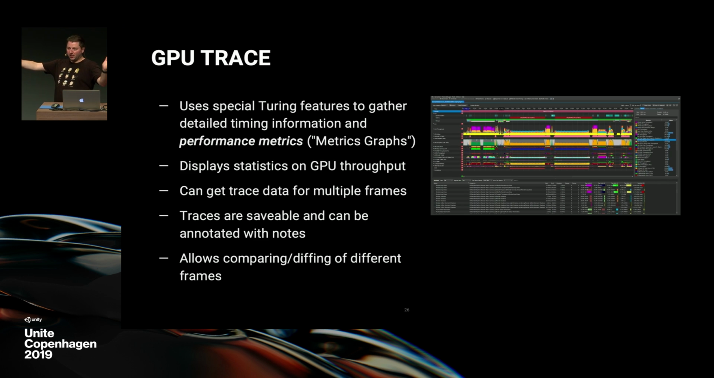So basically, we lay all that out into a graph that you can look at over the course of the frame, effectively the throughputs or the values of that. So you get statistics on GPU throughput. You can get trace data for multiple frames. Traces are savable, and you can annotate them. So this is pretty cool.